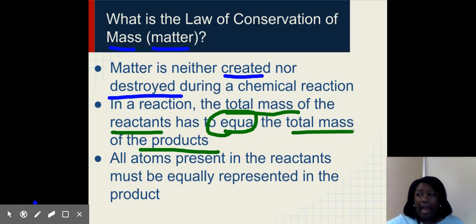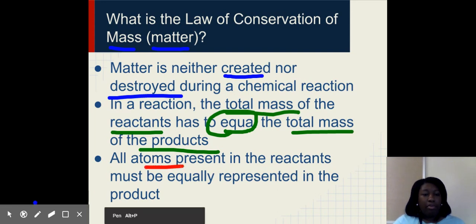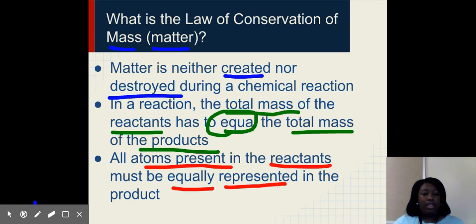If we were to do a lab and I started off with a combination of things that equaled 10 grams, and we do the reaction, I have to remeasure everything at the end, and it should be 10 grams. It may not be the same form, but it could be redistributed because it's combined differently, but they're still going to be equal.